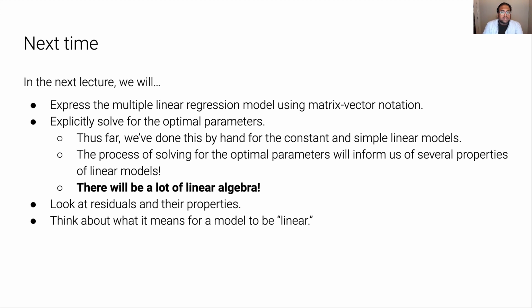Next time, we will formalize a lot of the things we saw in this lecture. We will express the multiple linear regression model using matrix vector notation. We will explicitly solve for the optimal model parameters for the multiple regression case, which we abstracted away in today's lecture. This will involve quite a bit of linear algebra, so just make sure you're ready for that. We will also spend some time talking about residuals and their properties, and in that lecture we will wrap up by thinking about what it means for a model to be a linear model.